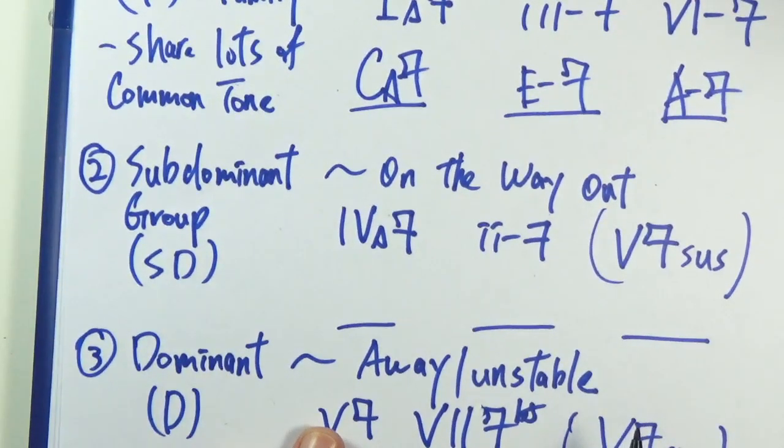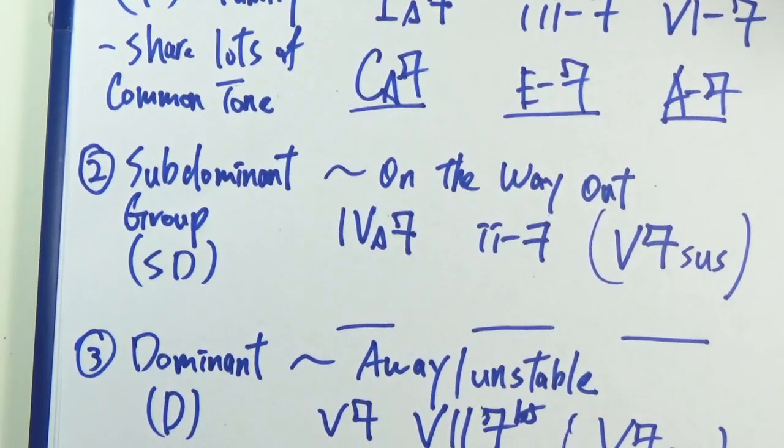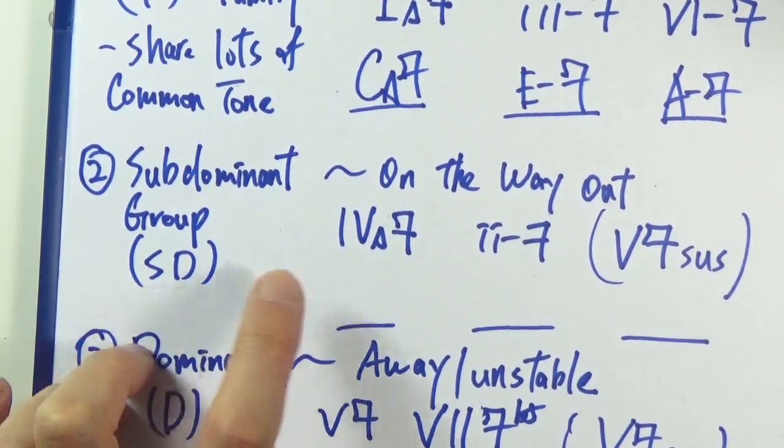Okay, let's go to the subdominant group. So a subdominant group feels slightly off. You can describe the subdominant group as the chord group that is on the way out. So imagine that you're a child and you have a specific place that you want to go to. And the subdominant group is like the road that you have to take to go to, say, that restaurant. Okay, it's not the restaurant, it's not the destination, but it's the way out.